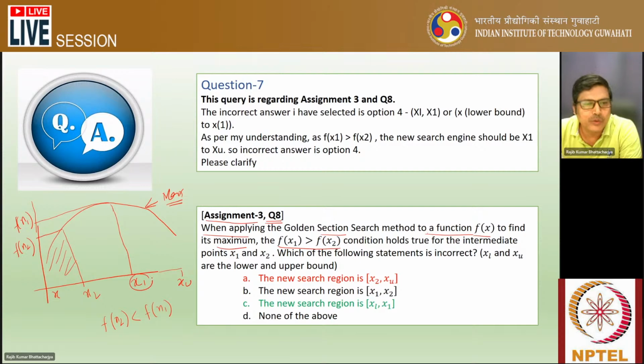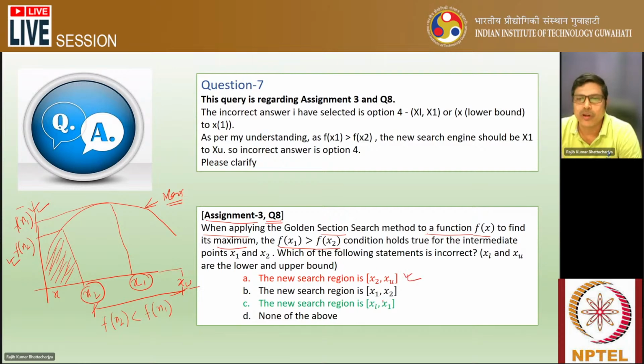Now you are taking x1 and you are taking x2. In this case, f of x1 is greater than f of x2. This is the f of x1 and this is f of x2. So now what is happening is that the optima is not there in this particular region. Therefore after this iteration, the search space you are getting is from x2 to xu.